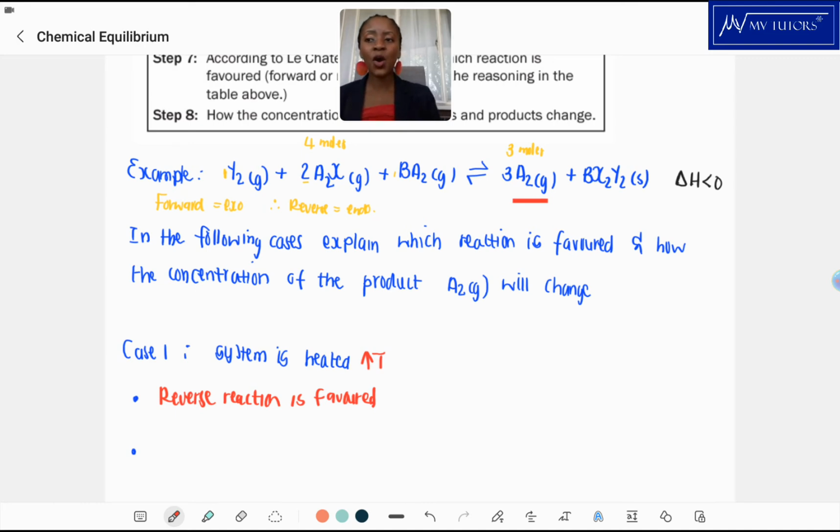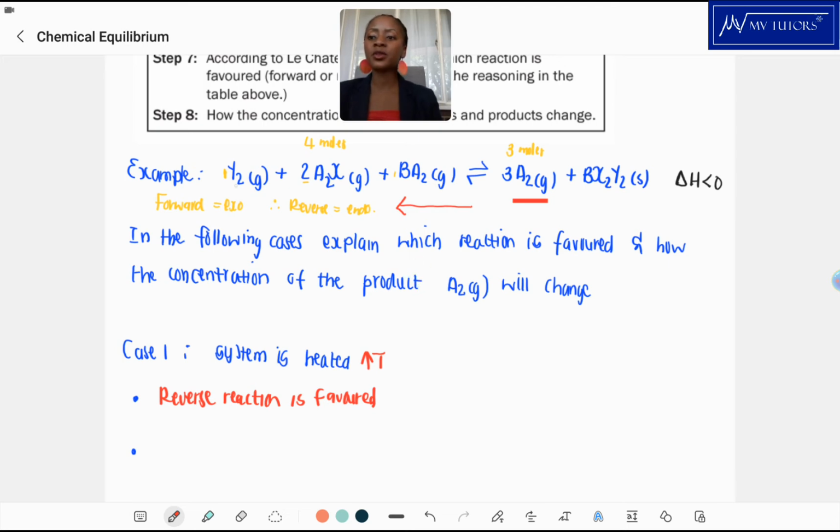Okay, and now we need to talk about how the concentration of the product will change. Before our answer, we said that the reverse reaction is favored. So this is what's favored. Then what will happen to A2? Will it increase? Will it decrease? Let's just think about it.